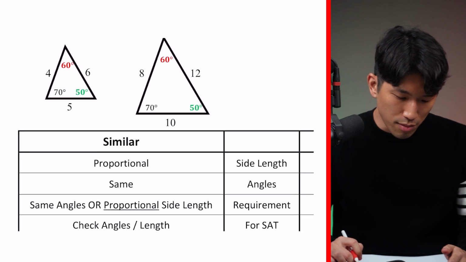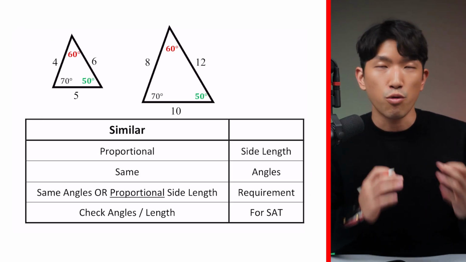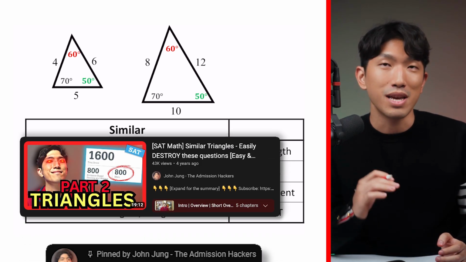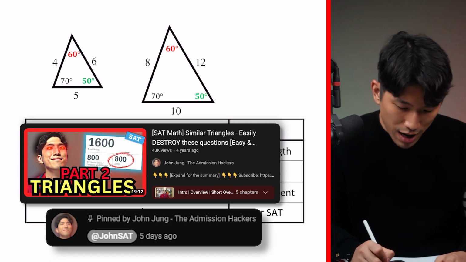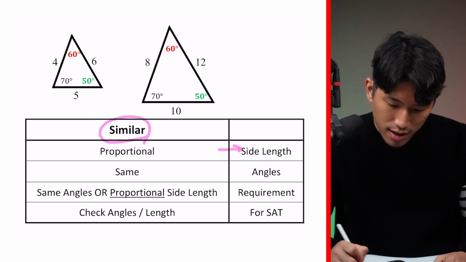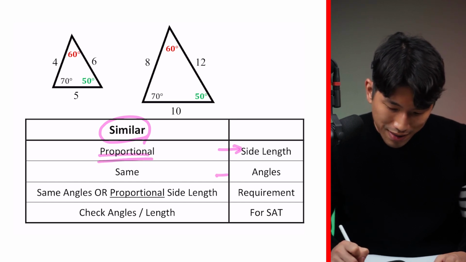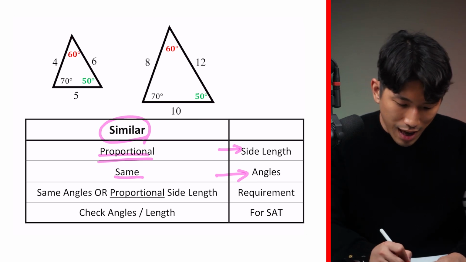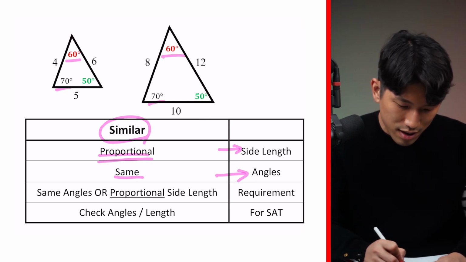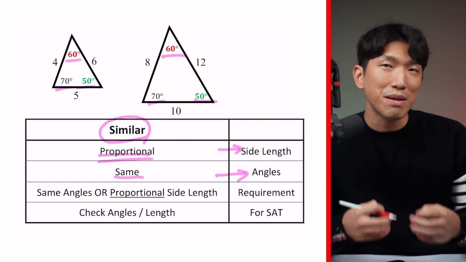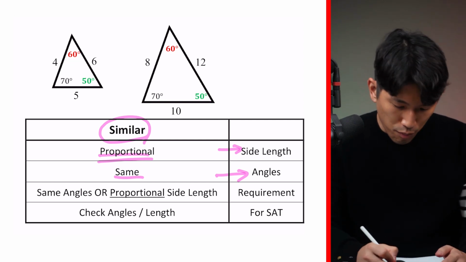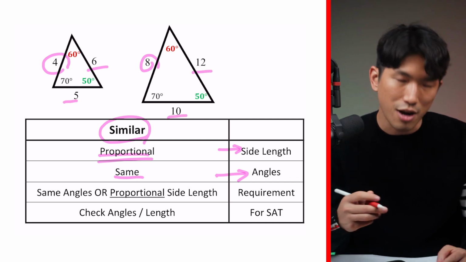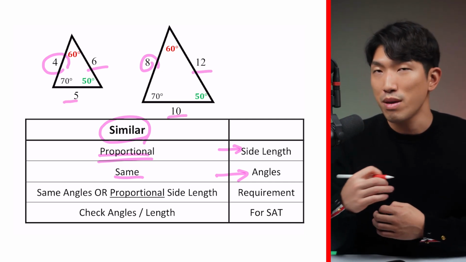So when it comes to similar triangles, I'm just going to give you guys a quick summary because I went in depth on this concept in this video right here. I'm going to link it in the comment section down below. But two triangles are considered similar when their side lengths are proportional and they have the same set of angles. So if we look over here, they have 60, 60, 70, 70, and 50, 50. They have the same set of angles, but their side lengths are going to be proportional. 4 and 8, times 2, 6, 12, 5, 10. They're not going to be the same, but they're just going to be proportional.